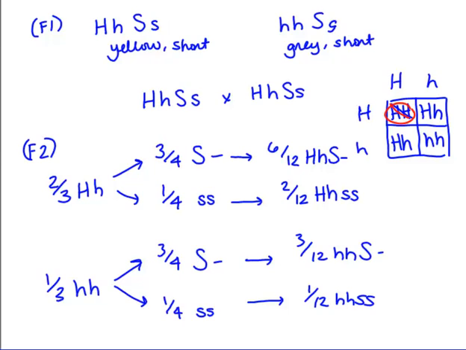But what are these phenotypes? If you have a big H, little h, that means that you have yellow hair. And if you have one big S, that means you have short hair. So this is yellow and short. Again, big H, little h is for yellow hair, but having 2 recessive S alleles, that means you have long hair. So this is yellow and long. Having little h is for gray hair, and one big S is short. So you have gray, short, and little h is gray, and little s is long. So this is gray, long.